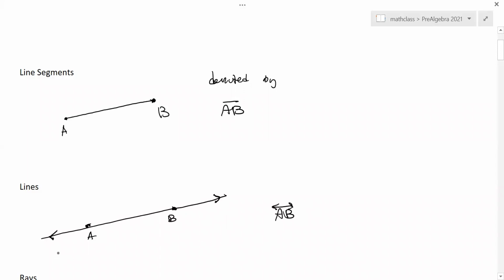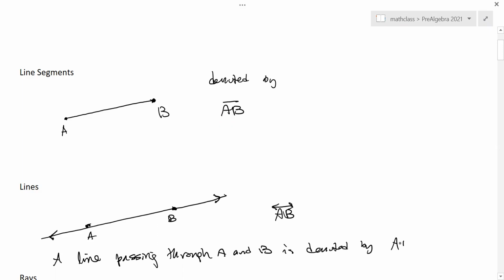A line passing through A and B is denoted by the above notation, and this is a line segment between A and B. You have 2 endpoints here. So there is a difference between a line segment and a line. A line goes beyond, you can extend it in both directions.